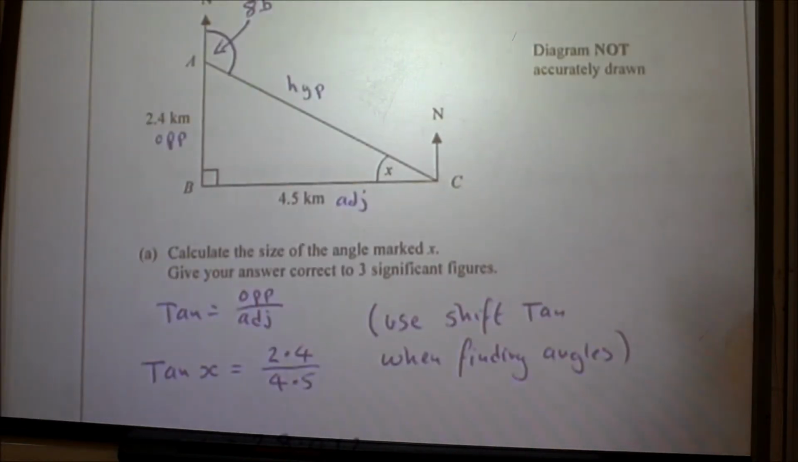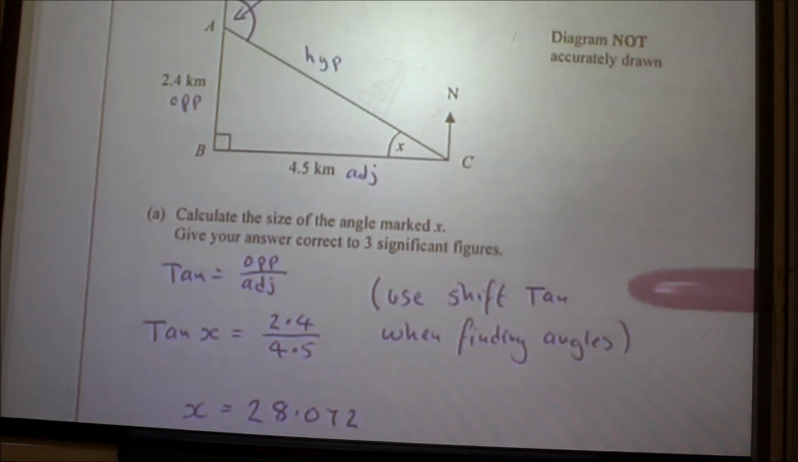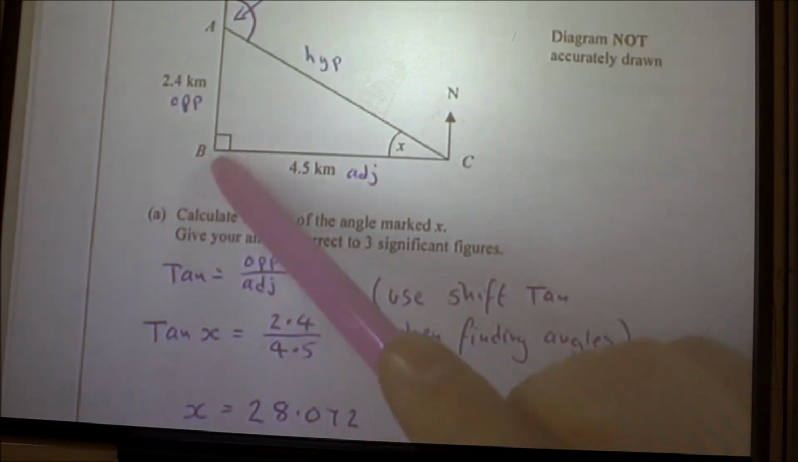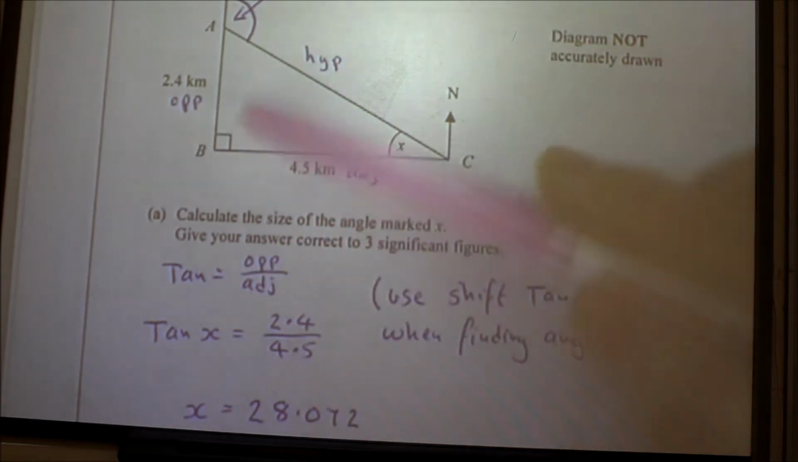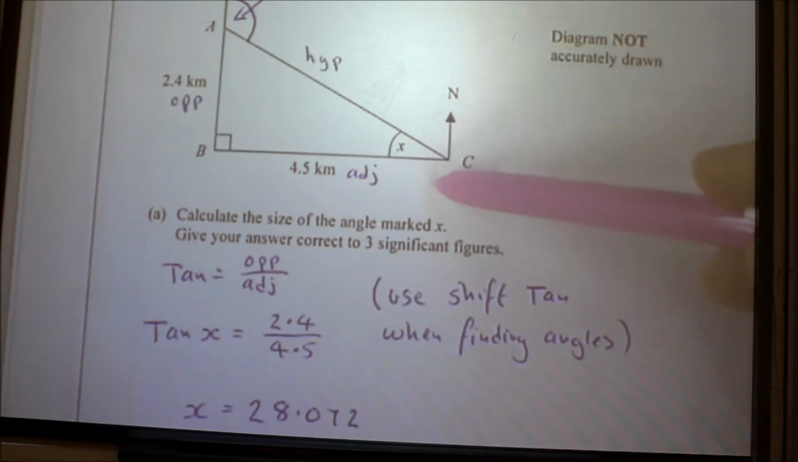Question number 8, a little bit of bearings working here. Town B is 4.5 kilometers due west of town C. So that's that length there. Town A is 2.4 kilometers north, so that's that length there. Calculate the size of the angle marked X.